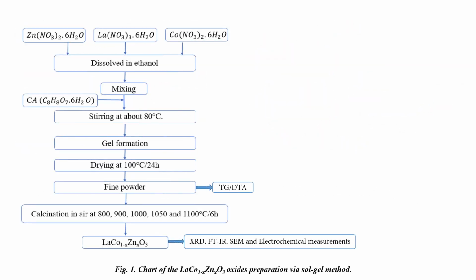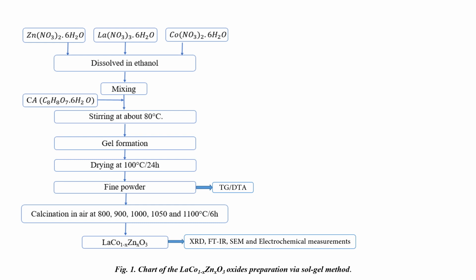So as shown in the chart, metal nitrates were first dissolved in ethanol separately, while the citric acid was added to the mixture under stirring at about 80 degrees Celsius until the formation of the gel. Thereafter, the gel was dried at 100 degrees Celsius and then calcined at different calcination temperatures.